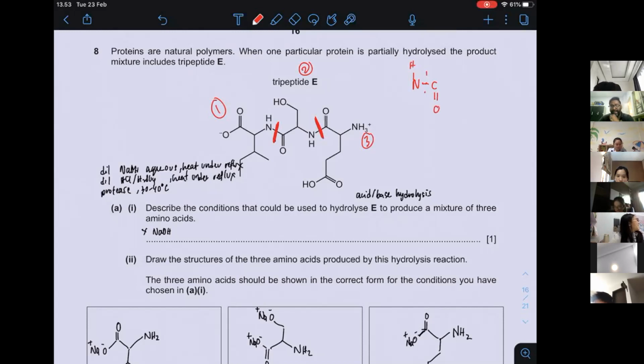In order to break the peptide bond, this bond can be broken based on three conditions. But out of these 3 conditions, please remember we didn't focus on this condition. I'll make it bigger. So this one is called hydrolysis. This hydrolysis can happen in either acidic condition, or in alkaline condition.